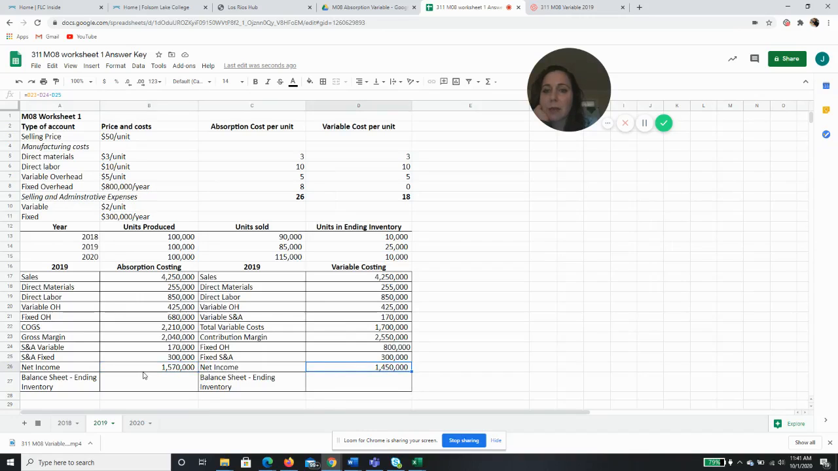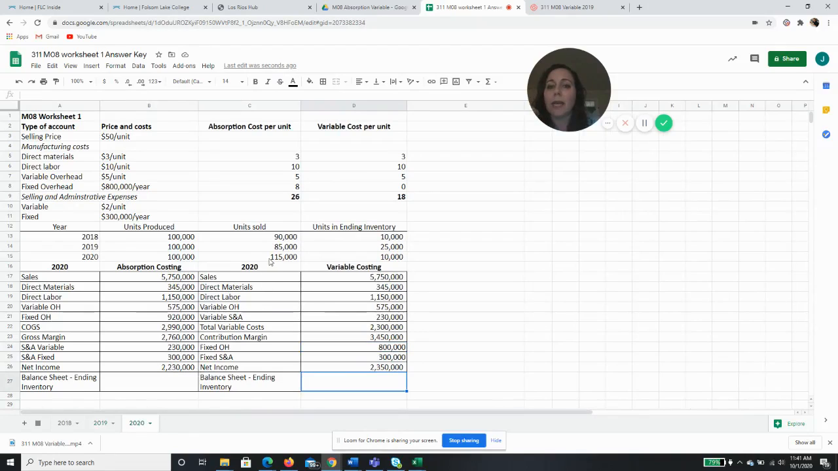And the difference is the amount of fixed overhead sitting in ending inventory. You can see here we only expensed 680,000 of fixed overhead under absorption, but under variable, we expensed 800,000 fixed overhead. So that's going to be the difference.